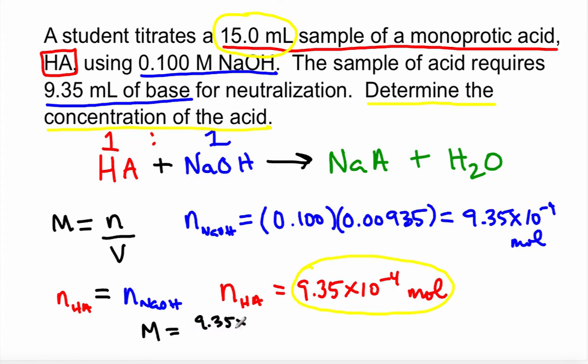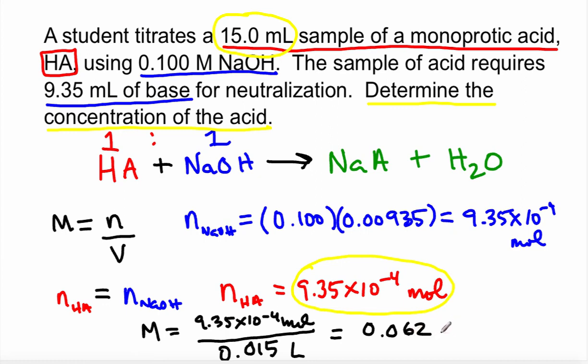9.35 times 10 to the negative fourth moles over our volume. And just remember, we have to be careful that it has to be in liters. So divide 15 milliliters by 1,000, and that's our ratio. When we simplify that and give it to two significant figures, we get 0.062 molar, and that's our answer.